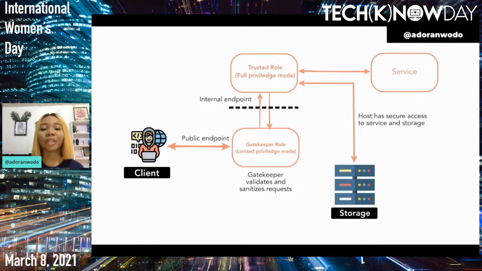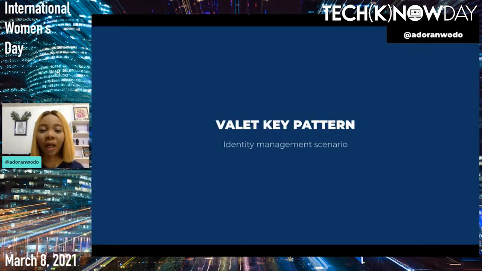So when you have that role, there's only so much you can do. And once you've been able to validate that request, sanitize it, and call the internal endpoint, you now have full privilege mode to access the service and other resources, because you now have the trusted role.